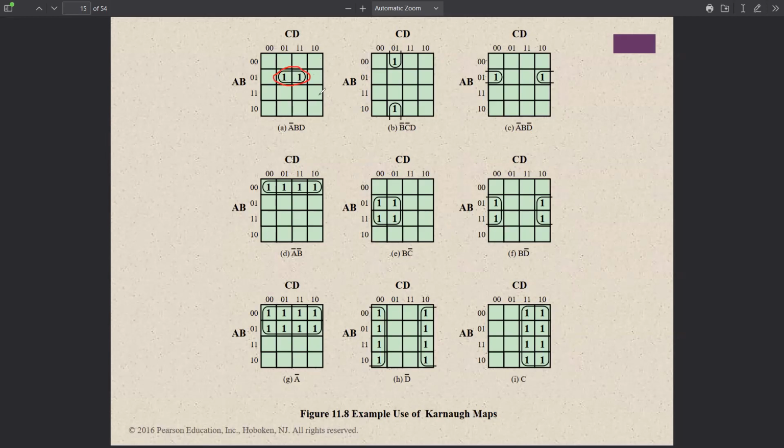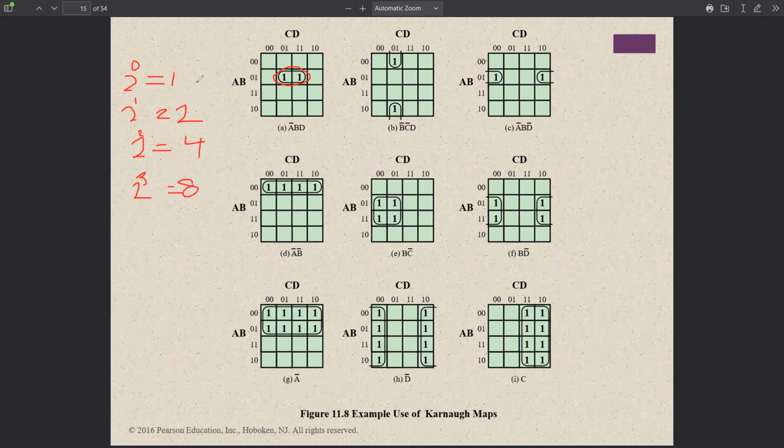So there are several rules for how you are going to group them. The group needs to have elements of the power of 2. So what are the powers of 2? 2 to the power 0 is 1, 2 to the power 1 is 2, and 2 to the power 2 is 4, and 2 to the power 3 is 8.